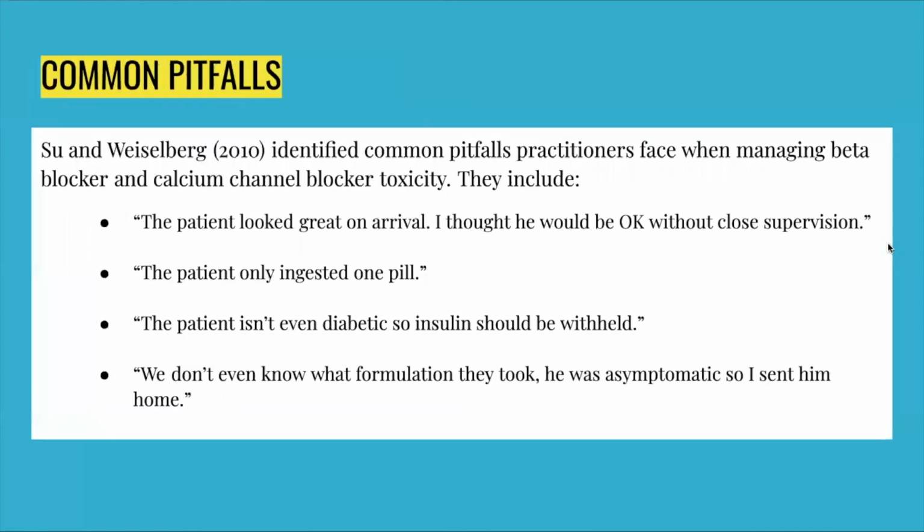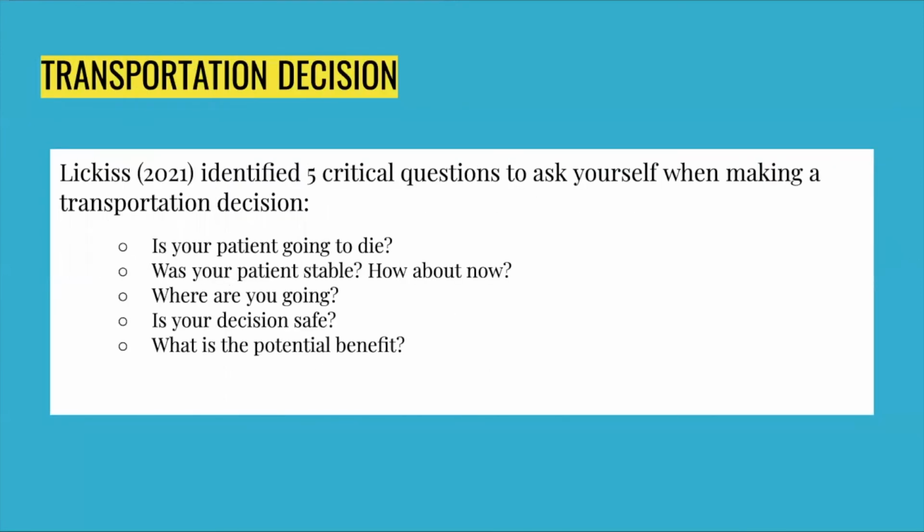Transportation decisions. Let's go back there. So how do we make a transportation decision? Typically in school, we've learned that any complication to ABC, LOC, or any multi-system trauma is automatic load and go, driving hot to the hospital. However, Lycus has identified 5 key questions to ask yourself when you're trying to make a transport decision.